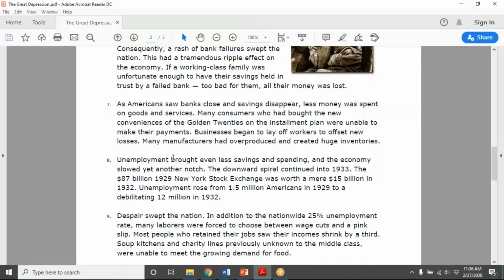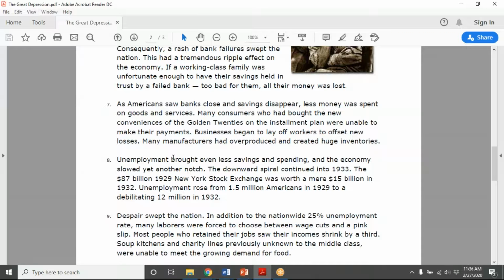Okay. Could you continue to read paragraph 8? Sure. Unemployment brought even less savings and spending, and the economy slowed yet another notch. The downward spiral continued into 1933. The $87 billion 1929 New York Stock Exchange was worth a mere $15 billion in 1932. Unemployment rose from 1.5 million Americans in 1929 to a debilitating 12 million in 1932.